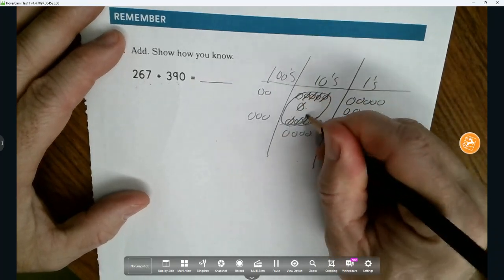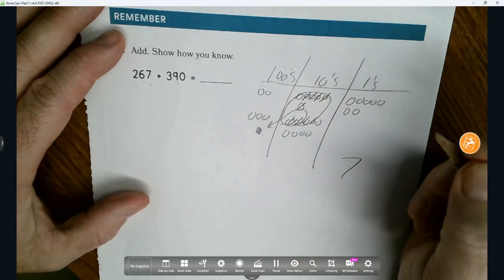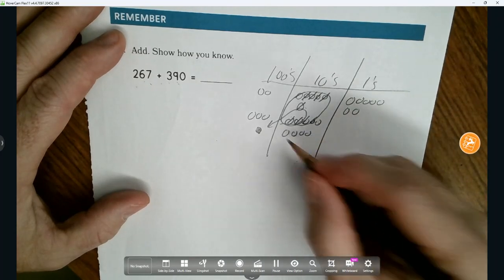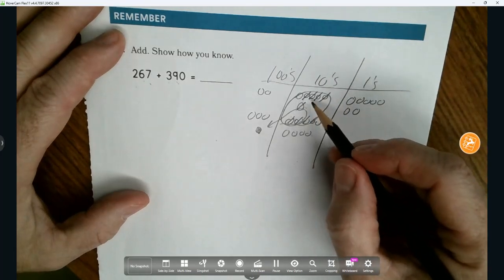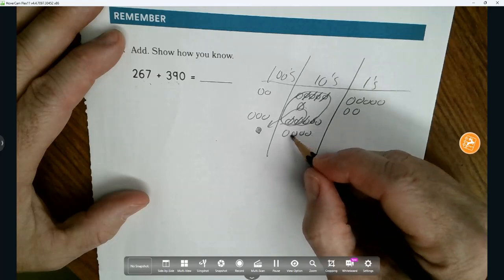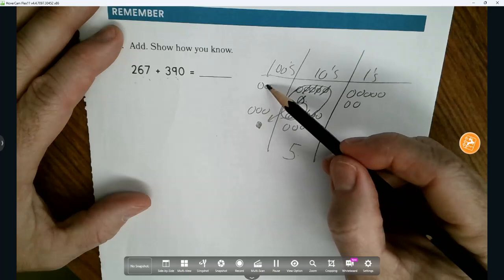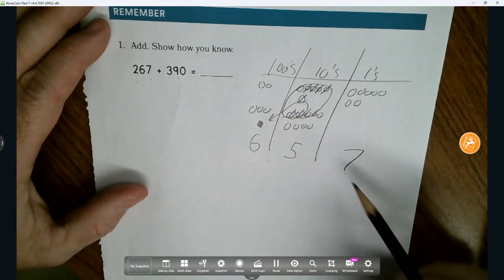Put a circle around those and draw an arrow. Like I said, I make this one darker so I remember I brought it over. Now let's see what I have left. 1, 2, 3, 4, 5. Is that right? I got rid of 1, 2, 3, 4, 5, 6, 7, 8, 9, 10. I have 1, 2, 3, 4, 5 left. 5 there. And then if I count, I have 1, 2, 3, 4, 5, 6 hundreds. So I got 657 there.